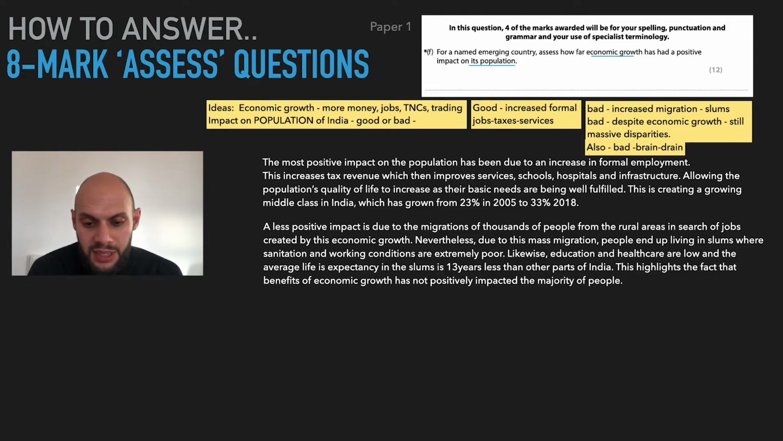There's a few spelling mistakes there. I should put "have" instead of "has", or "growth has not positive". It could work. Right. So here I've also stated my point about migration. I've explained it, saying why migration is bad because of the creation of slums, why slums are bad because of the sanitation and working conditions. I've given evidence to talk about life expectancy being 13 years less in these slums than other parts of India.